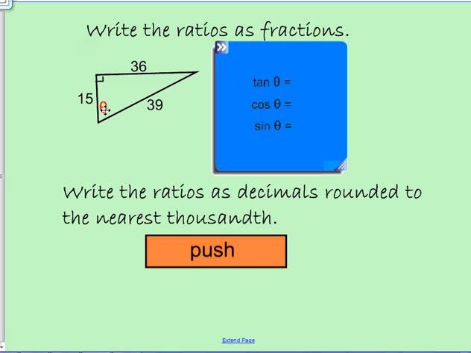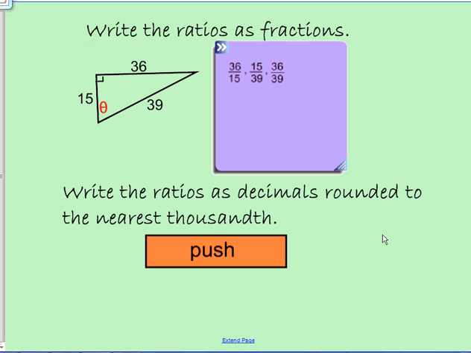Okay. Next, cosine would be, if you think about SOH-CAH-TOA, adjacent over hypotenuse, so that would be 15 over 39. And sine would be opposite over hypotenuse, 36 over 39. All right, so we have 36 over 15, 15 over 39, 36 over 39.